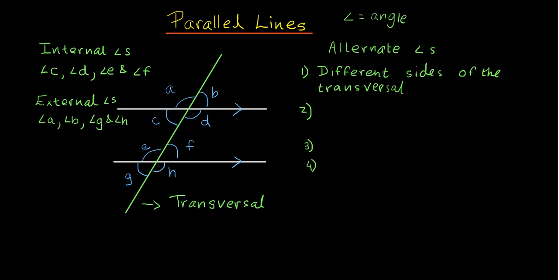This is meant to be an R. Okay. The second one is both angles are internal. So both of these angles are in between the two parallel lines. The third point is together they make a Z, like something that looks like a Z.